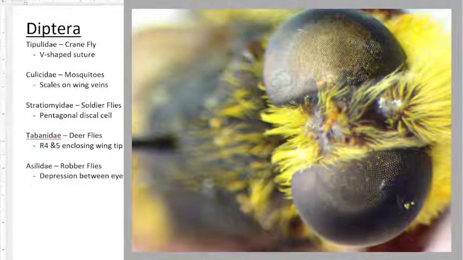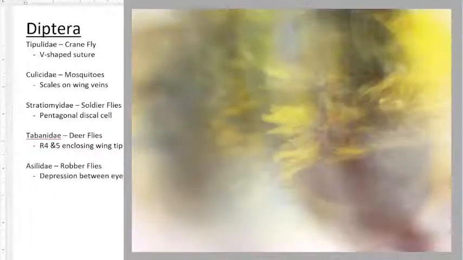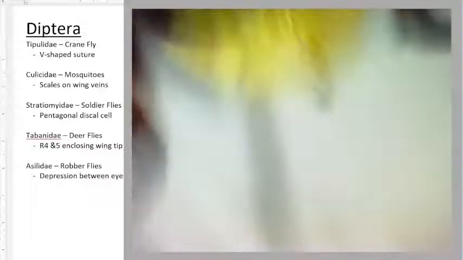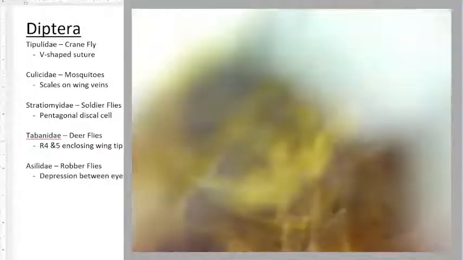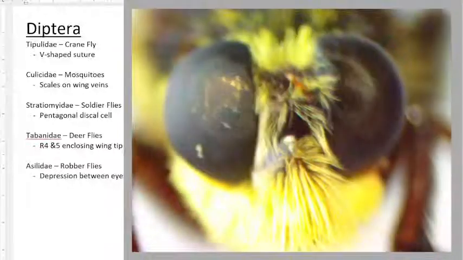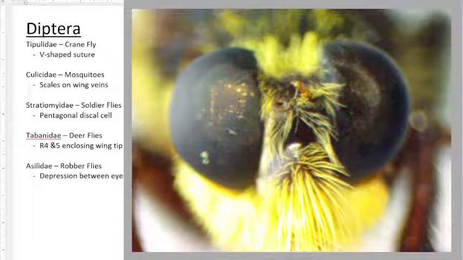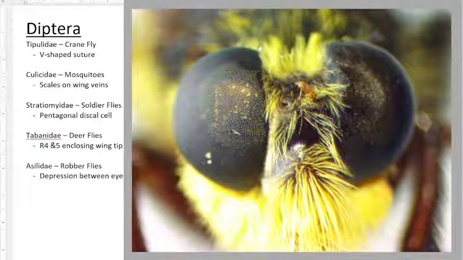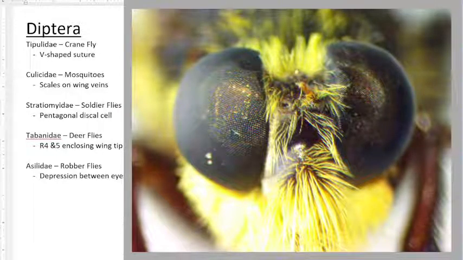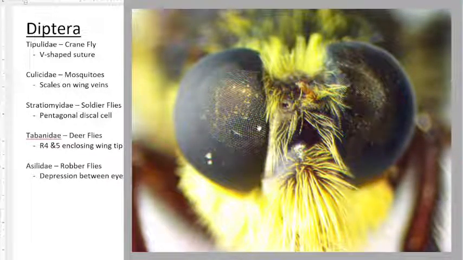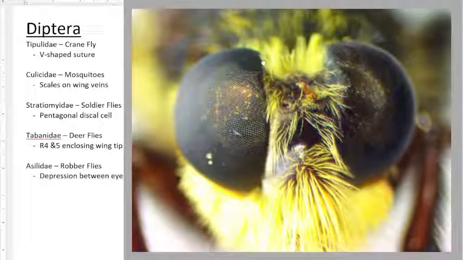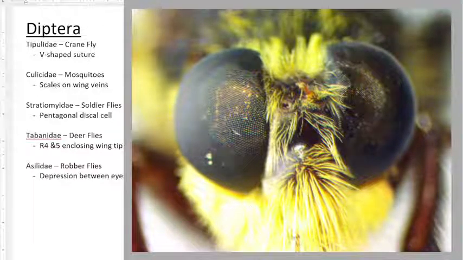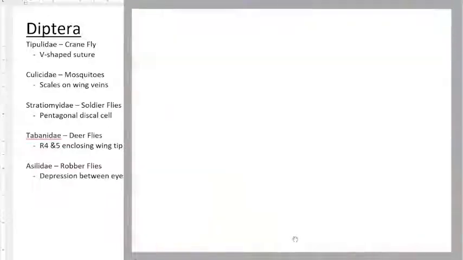All right, ladies and gentlemen, as we're looking at this, I guess we can turn it so that it makes sense for you. As we are looking at the head of this robber fly, this acylid, you can see that the eye ends up here, and then there's this divot in between the two eyes. So the head kind of stops here. This guy is fuzzy, so that kind of messes with the border. But you'll see that there's this divot in between the two eyes, or you can say that the eyes expand beyond the head. You can say that too about robber flies.